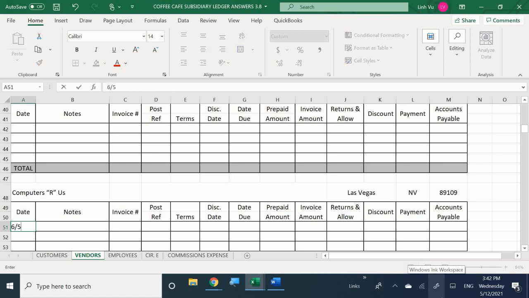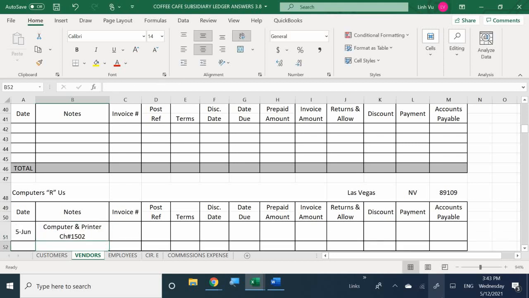Again, the date that we purchased this was June 5th. This is where you can maximize whatever notes you want to say. So I could say I bought a computer and printer. And I can even enter that I paid using check number 1502. The vendor's name is already there, so you don't need to add any information there. Your invoice number, right? We weren't billed anything, but we were given one thing. We were given a sales receipt number. So in this case, that's exactly where you're going to place it here.